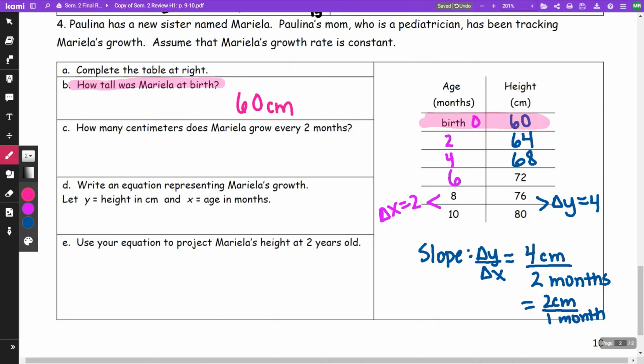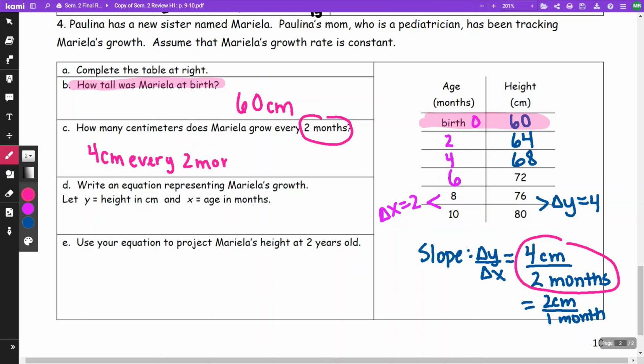The next question, how many centimeters does Mariella grow every 2 months? Every 2 months, she grows 4 centimeters. I'm just going to write 4 centimeters every 2 months, because I don't want us to think it's 4 centimeters every month.